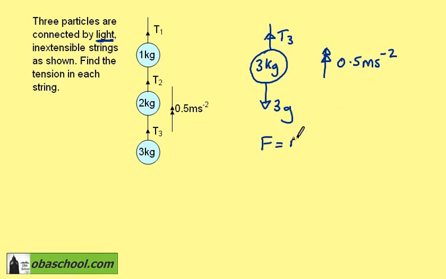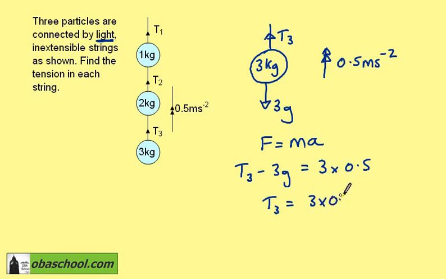Using F equals ma, the resultant force acting here is the T3 take away the weight, and this must be equal to the mass times the acceleration. So T3 is going to be 3 times the 0.5, add 3G, and this calculates to give us that T3 is 30.9 newtons.